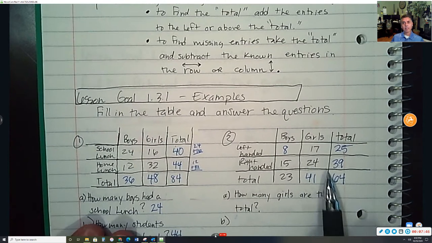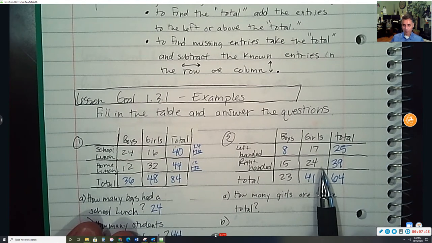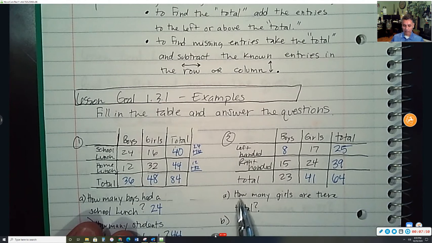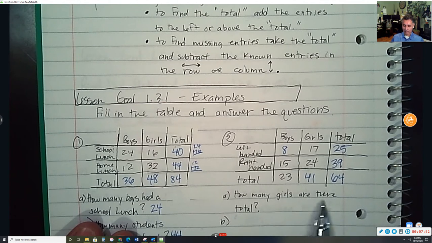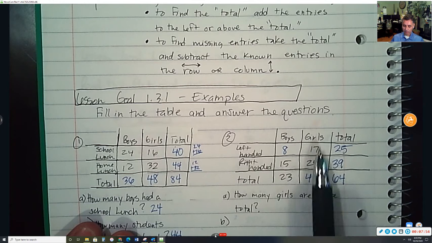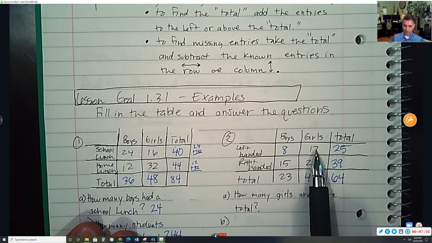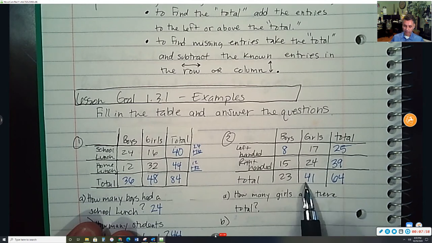If you need to see that again, rewind it and watch it again. But again, I'm just going to answer this one question here. How many girls are there total? So here's the girls. 17 are left-handed, 24 are right-handed. There's 41 total.